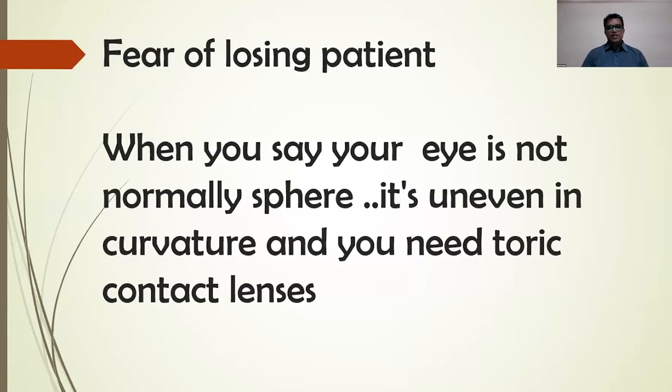So then a person starts wondering why it is like that. And then you keep on telling him that his curvature is uneven, and now he needs a toric lens for it. The moment you tell a person that his eye is not normal, that his curvature is uneven and he needs something very special, the person starts panicking and says, sorry, sir, I don't want to get into this. I'm happy with my spectacles, or I'll go to someone else, or I'm in the wrong place.